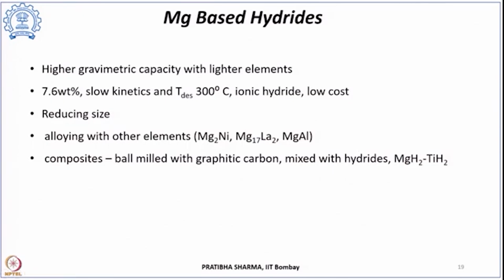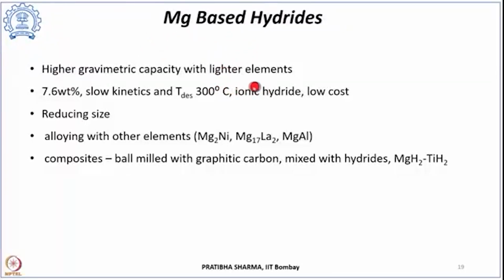Now, if we want to improve the gravimetric capacity of these materials, we have to consider lighter elements, because only that can improve the gravimetric capacity. One example is magnesium based hydride. The lighter elements that could be considered are calcium or magnesium. Magnesium hydride has a very high storage capacity of 7.6 weight percent, but the problem is slow kinetics, and the desorption temperature is very high, about 300 degrees centigrade, as it forms an ionic hydride. Another advantage of this class of material is that they have a lower cost, other than the high gravimetric capacity.